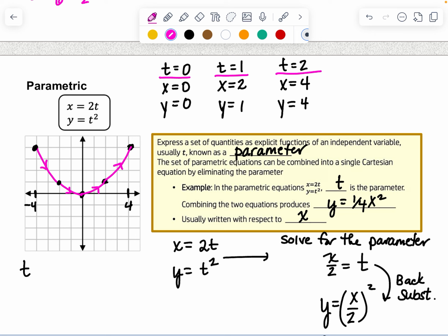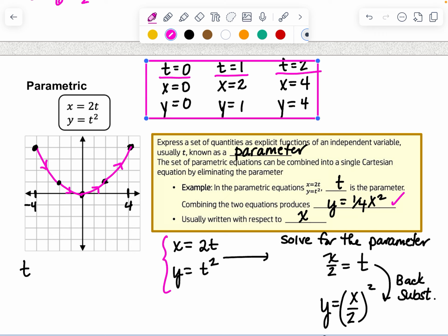And so we can go from parametric to rectangular, and you can see that combining the two equations, we would do that through a system of equations. We solve for the parameter t, and then we back substitute to get this equation that you see, 1/4 x squared.